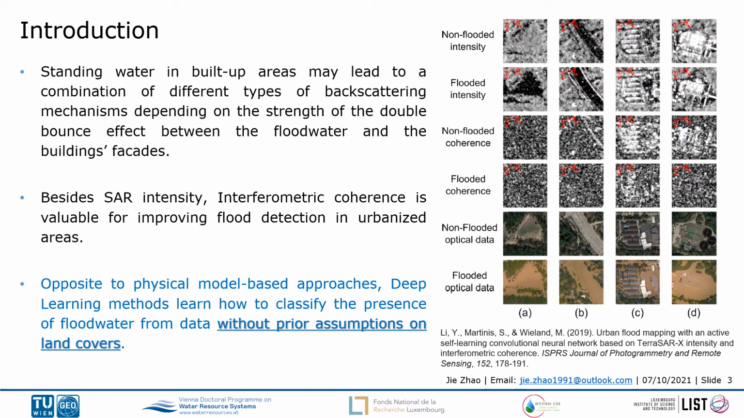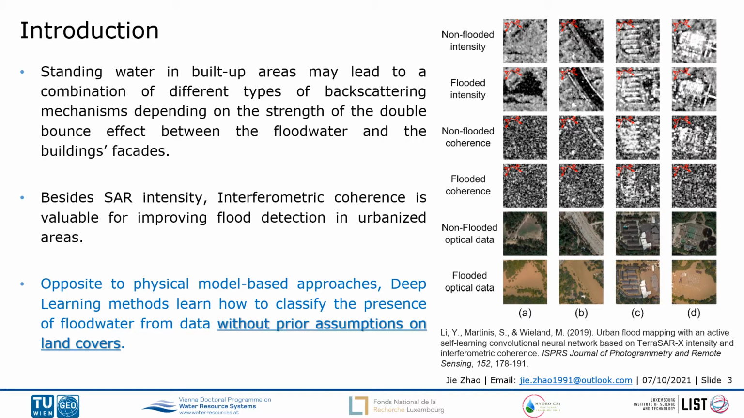However, based on the literature review and previous experiments, we can notice that besides the SAR intensity, interferometric coherence is available for improving flood detection in urbanized areas. For example, as you can see in this figure, in the first 2 columns there are flooded bare soils and open areas, but only in column A can we see a big change in the intensity. When it comes to column B, which has flooded tarmacs, the change of the intensity is not that obvious. When it comes to the flooded buildings, in column C and column D, it is even clearer that the change of the intensity varies, while the decrease of the coherence is able to identify the flooded building areas.